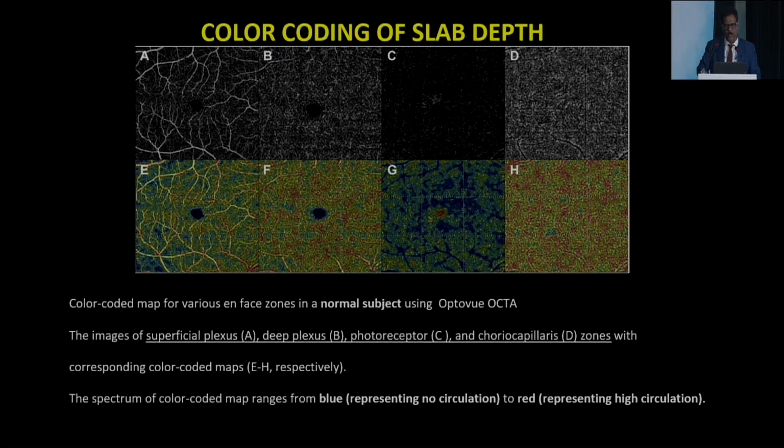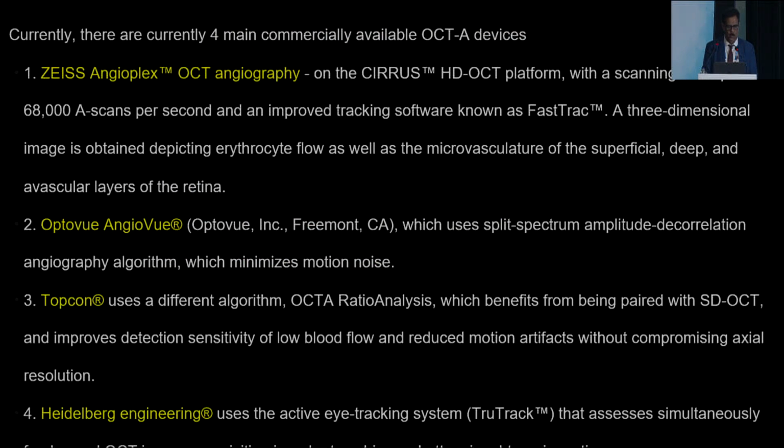So color coding of the slab depth is possible basically in four layers: the superficial layer, deeper layers, photoreceptor layer, as well as the choriocapillary layer. I'll come to them one by one. Currently there are four main commercially available OCT angiography systems. I don't have any financial interest in this: Zeiss Angioplex, OptoVue AngioVue, Topcon and Heidelberg.